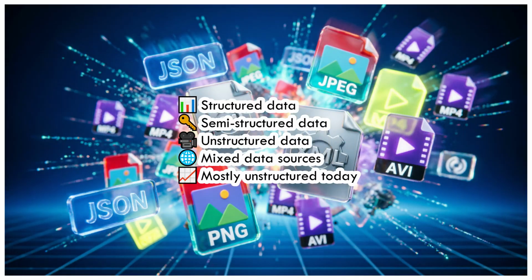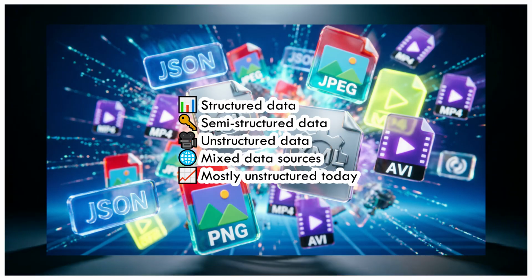So today data comes in three types: structured data, semi-structured data, and unstructured data. Structured data comes in table formats with a proper schema. Semi-structured data like JSON and XML has key-value pairs in it. Unstructured data, like images, videos, and documents, all comes under unstructured data. And in today's world, most data is unstructured.